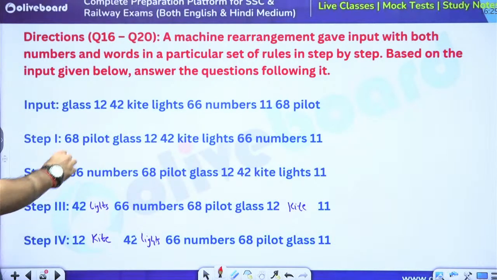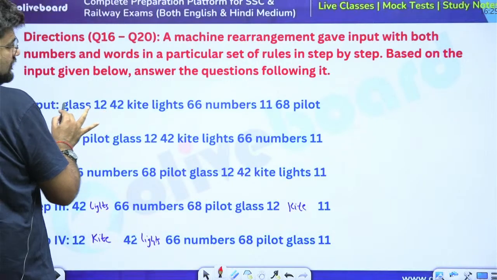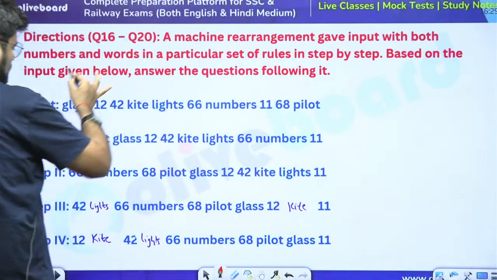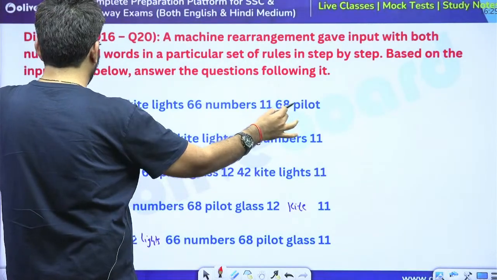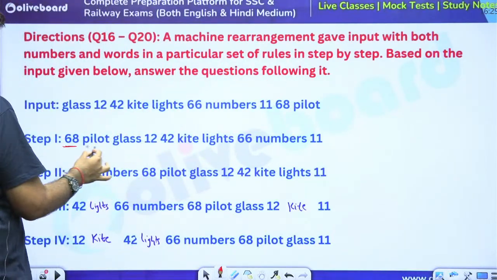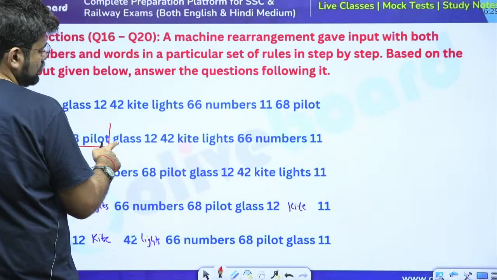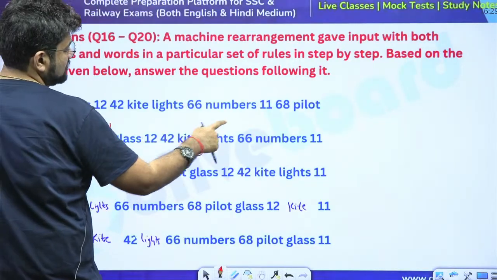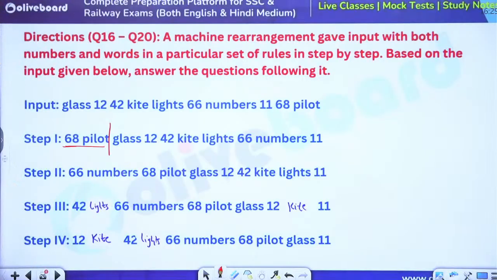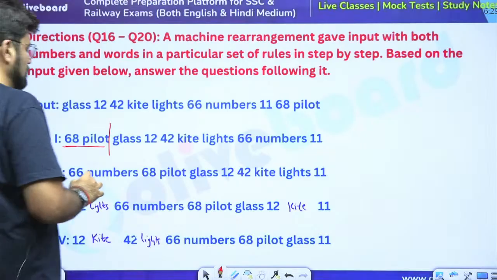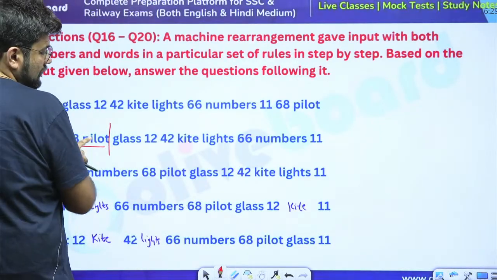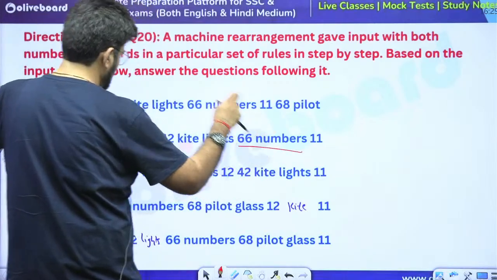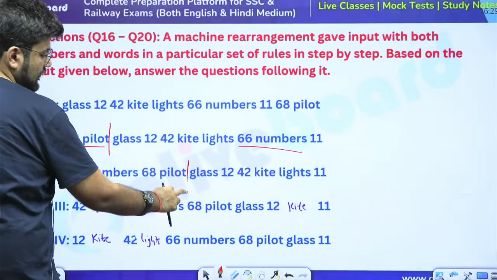Now check the order. How is it improving? How is it increasing? So in the first step, the largest number is coming in the front. Okay. And also the largest word probably is also coming with it. 68 pilot has come here. The rest of them are in the same position. So push back again. So glass 12, 42, kite, lights, 66, numbers 11. 68 and pilot, they came together in front. Okay. In the next step, what has happened is the number and the word automatically together only they are coming. So number and word, 66 numbers together came in front of this here. Rest of them are arranged as it is.